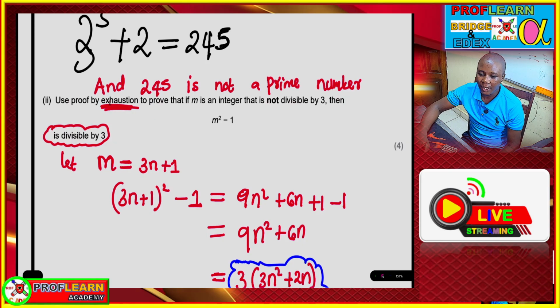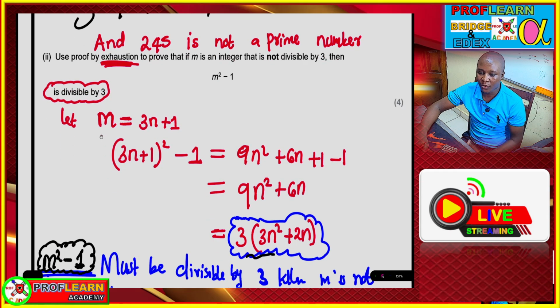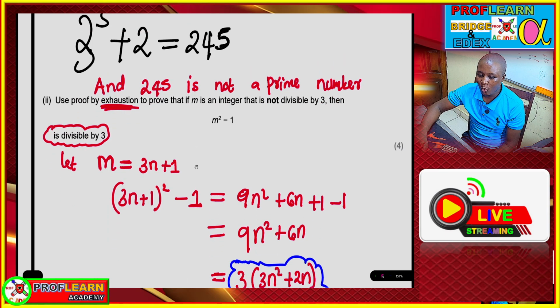Proof using exhaustion, proof by exhaustion. In this proof you are told to prove that if m is an integer that is not divisible by 3, then m squared minus 1 is divisible by 3. We are going to check whether that statement is correct or not. Now, when do we say a value is divisible by 3? It's when you have 3 as a factor of that value.